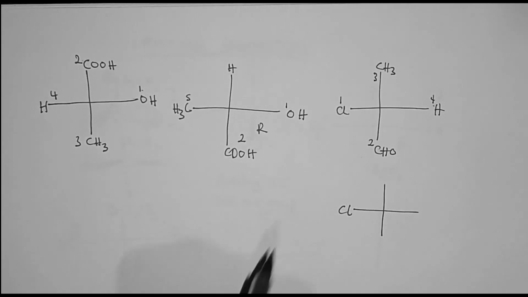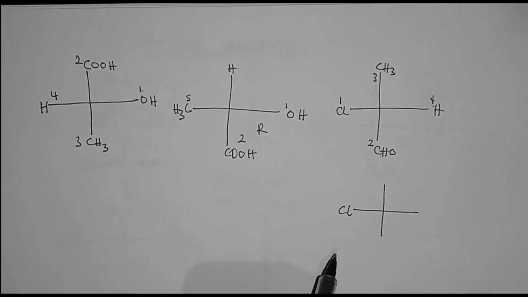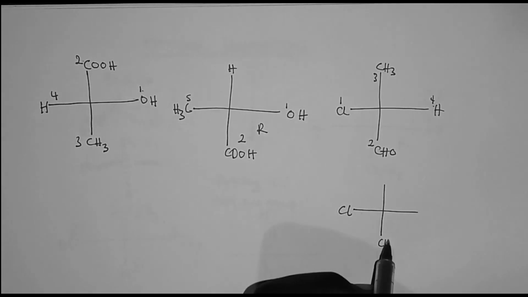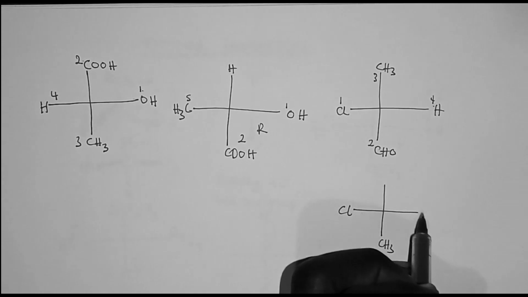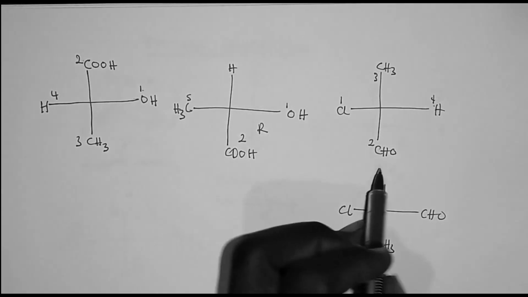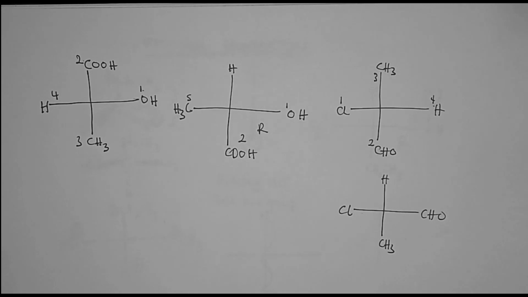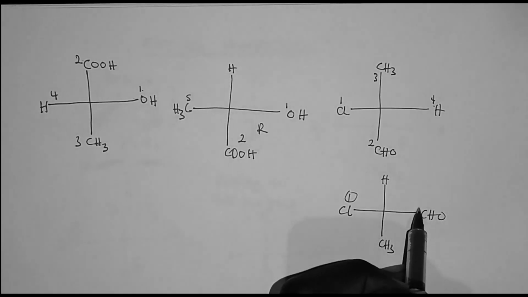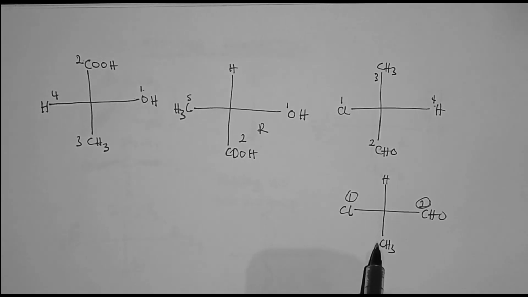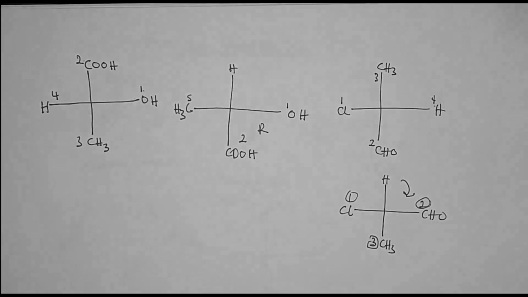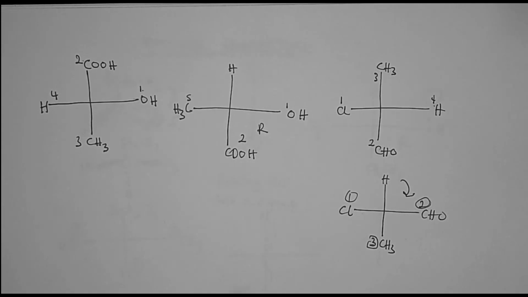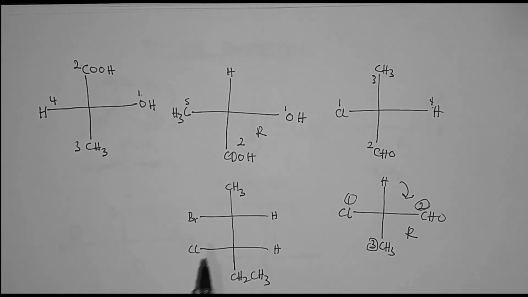So I'm holding this chlorine. If we rotate the other 3 in the anti-clockwise direction, the CH3 comes here, and then this one goes there, which is CHO, and then the proton comes to the top. So after we are done with this, we can now determine configuration. The chlorine is number 1, then the CHO is number 2, and then the CH3 is number 3. So you can see that it is moving in the clockwise direction, and therefore the configuration of this is an R.